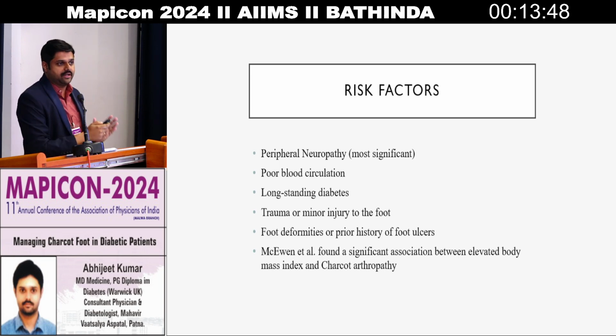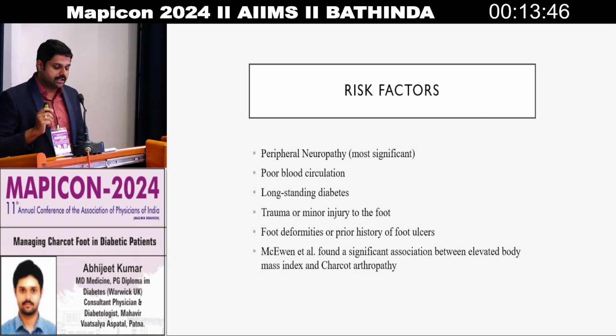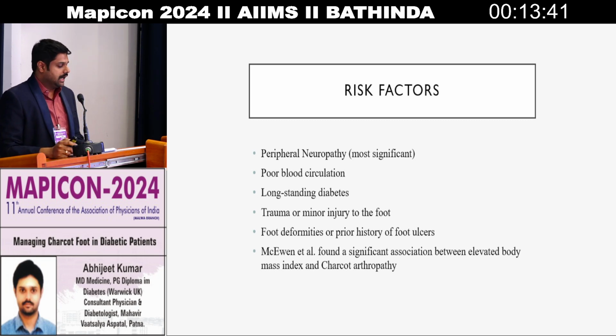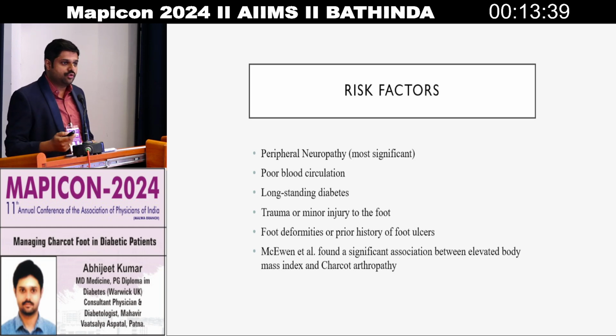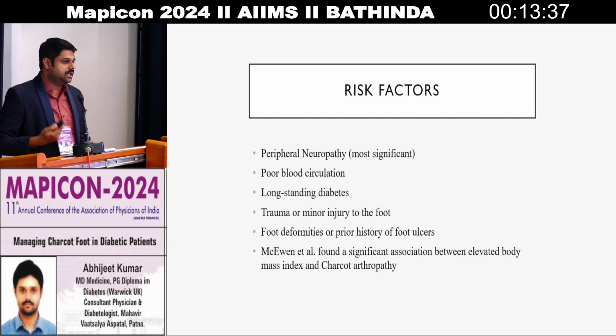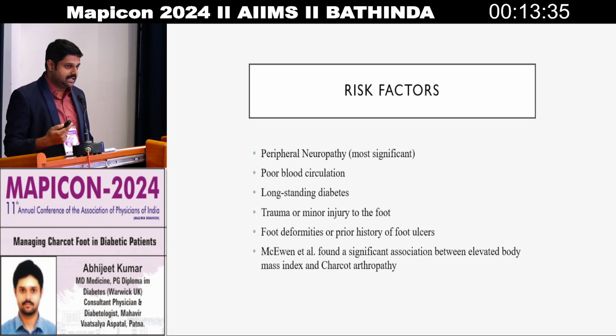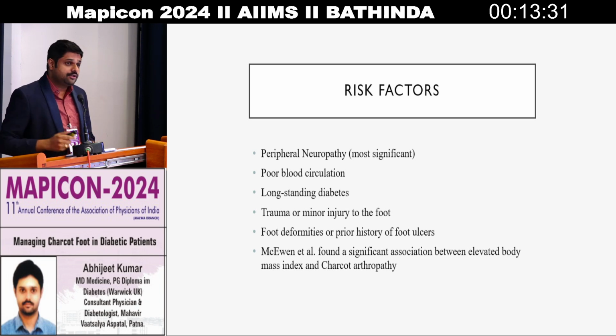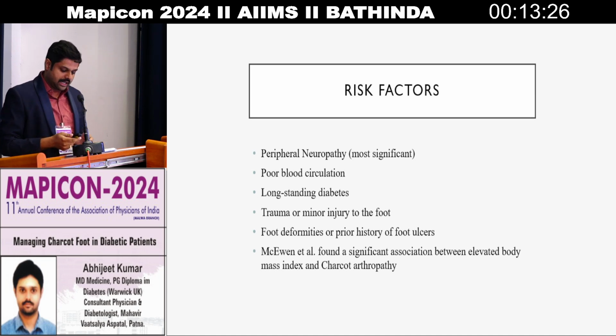So what are the risk factors for developing Charcot? Well, the numero uno factor still remains diabetic neuropathy. Along with that, we can have poor blood circulation, previous trauma or injury to the foot. We can have foot deformities or foot ulcers. Another important factor is increased BMI, which is associated with increased incidence of Charcot arthropathy.